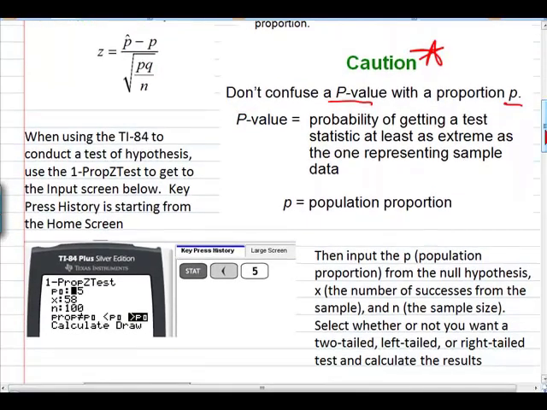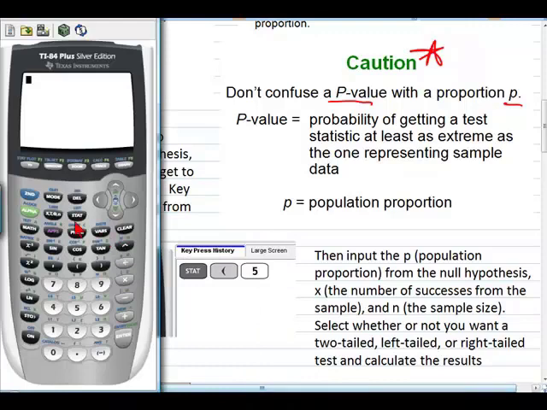When we use the TI-84 to conduct a test of hypothesis, we're going to end up using the one proportion z-test to get to the input screen below. And these are the keystrokes that we use on the TI calculator from the home screen in order to get to the one proportion z-test. If you will hit stat, hit the arrow to the right, and go down to number 5, you'll get to the one proportion z-test.